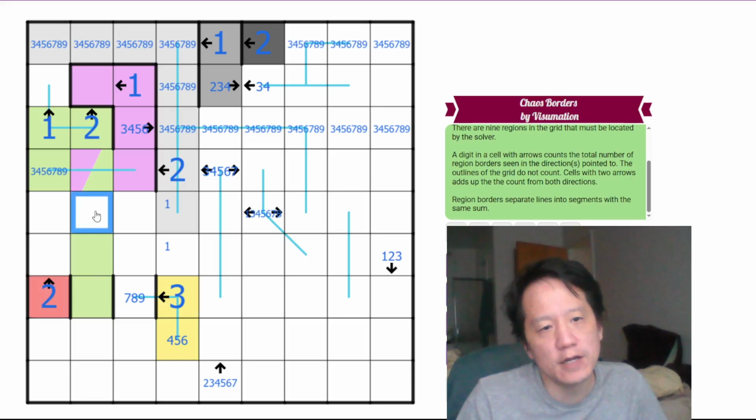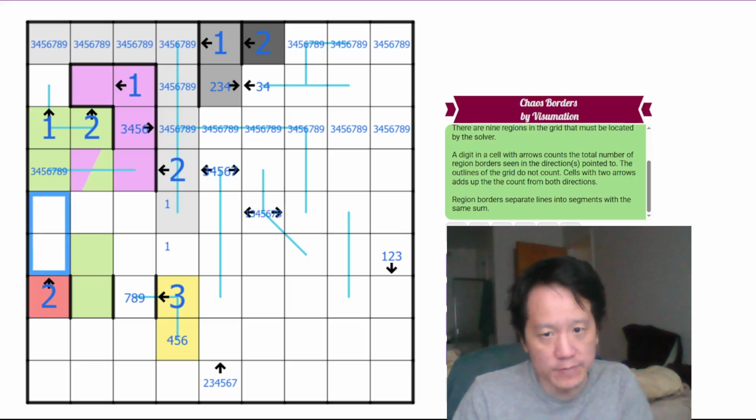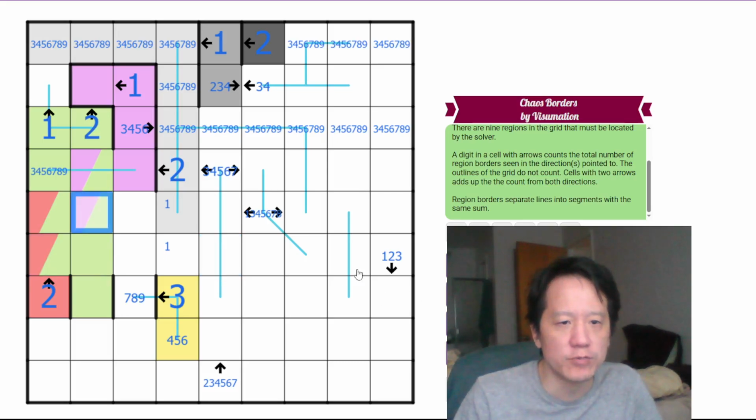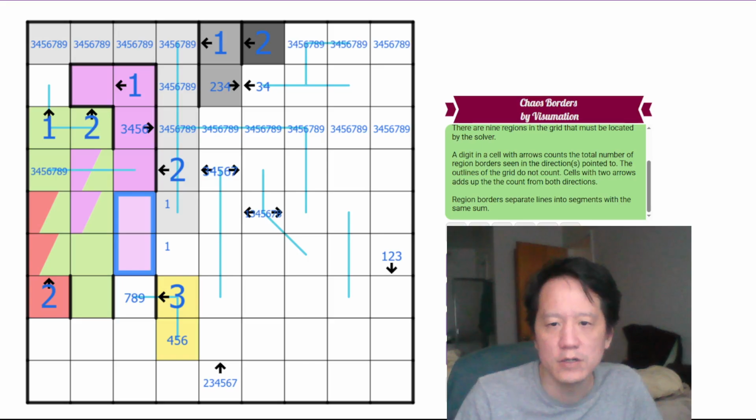The red cannot go here, and it will block off the green from connecting to itself. So this could be red or green. This cannot be red, but it could be green or pink. This is at most 1, 2, 3, 4, 5, 6. So it would have to be 7, 8 at least. These are both pink then. These are guaranteed pink.